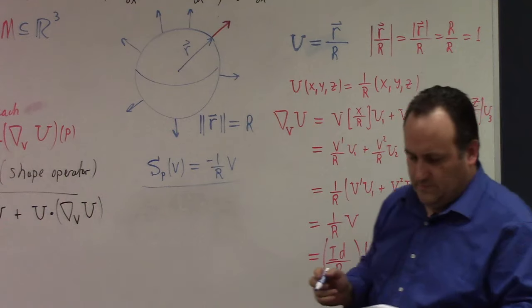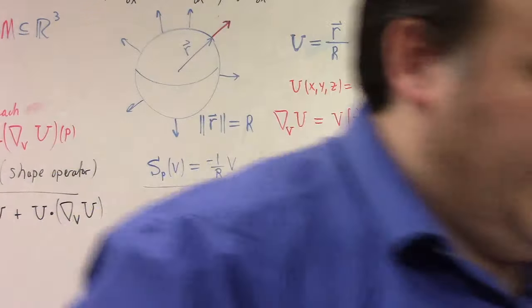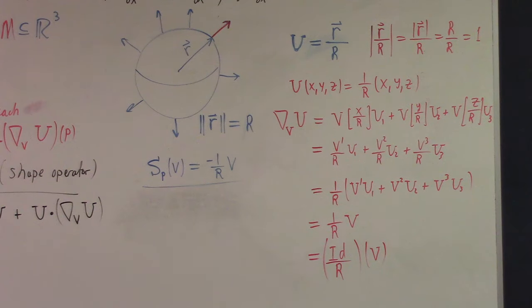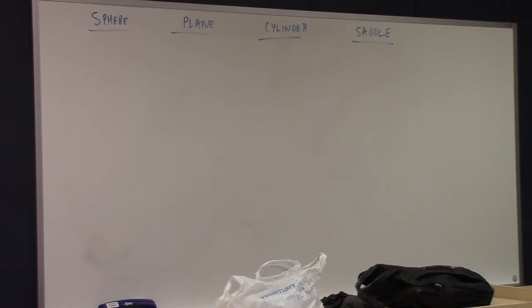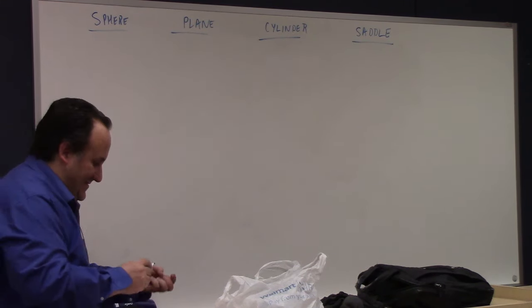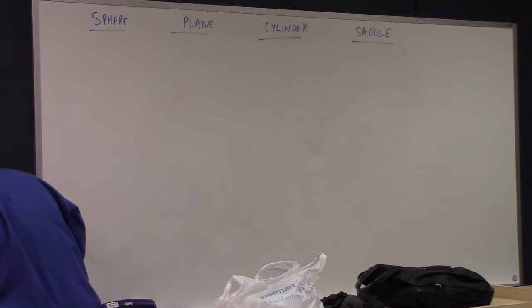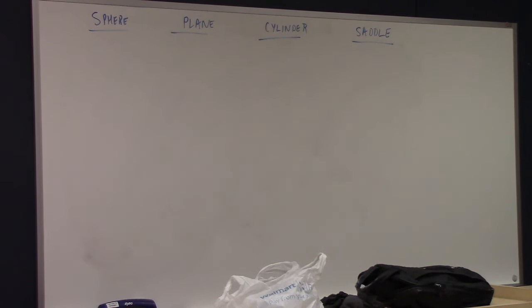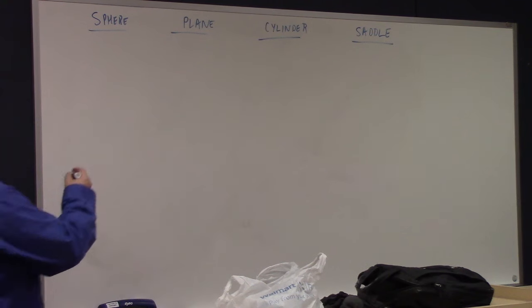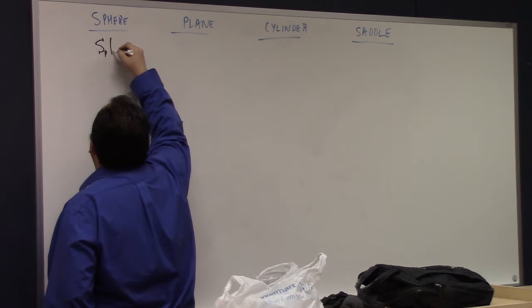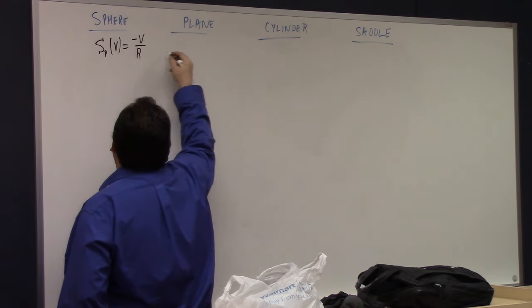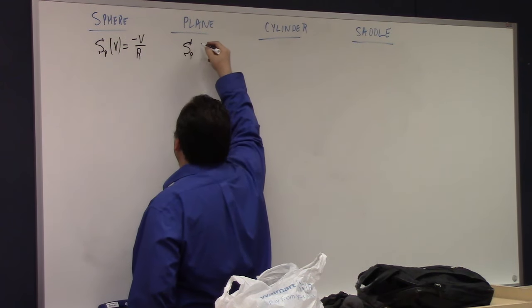And we just worked out the shape operator for the sphere. What do you think the shape operator is for the plane? I could actually work that out as well. It's 0, right? Because the unit normal is constant, and if the unit normal is constant, the shape operator is 0. So for the sphere, the shape operator is just given by minus v over r. For the plane, the shape operator is 0.